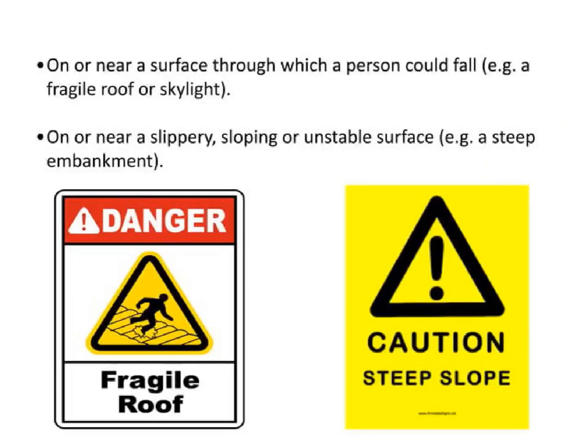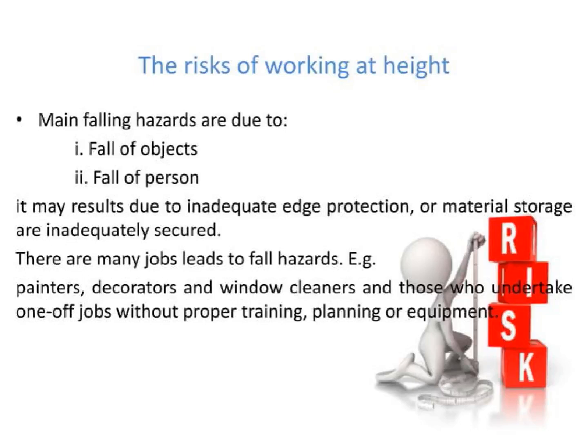A fragile roof or skylight is one of the most common risks of working at height. Many workers are unaware of the dangers posed by working on or near them, as these surfaces are often slippery, sloping, or unstable. All workers must use caution when working on or near fragile roofs or skylights, as they can be a major source of injury or even death. The risks of working at height are very real, with serious potential consequences.